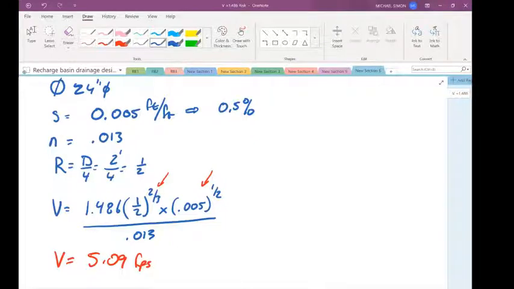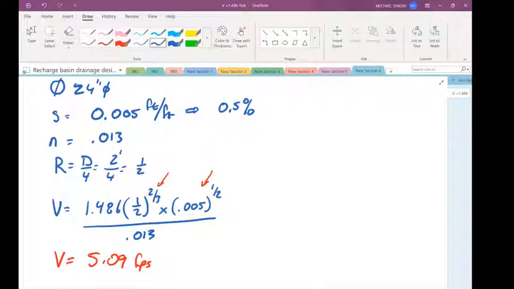Now, if you didn't get 5.09 feet per second, pause the video, go back and redo the math. Make sure you do 1/2 equals, raise that to the parentheses 2/3 power equals, times square root of 0.005 equals, times 1.486 equals, divide 0.013 equals. It takes a lot of steps to get it right. And if you still can't get it, email me. We'll do a Zoom session real quick. It's really critical you get these calculations to work right away. So please, if you're not sure on that, give me an email and we'll set it up real quick.